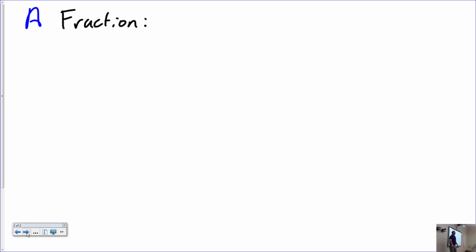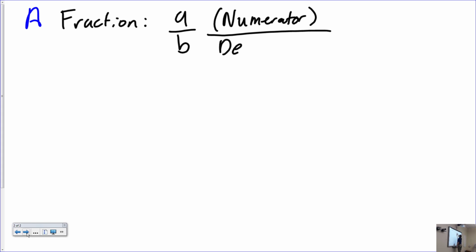What does a fraction look like, folks? Number over another number. Exactly. All right. So, A over B. And what do we call the number on top? And the number on bottom? Okay, good. Numerator, denominator.